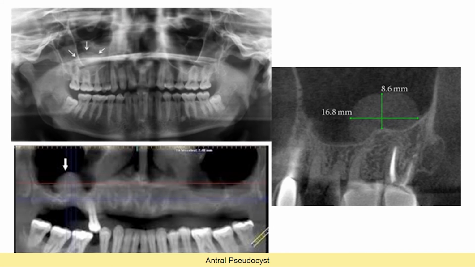From the radiograph, you can clearly see the dome-shaped radiopaque lesion, which is pointed out by the white arrow in the first and second pictures on the left side. And the pictures on the right side show the uniform dome-shaped radiopaque lesion arising from the floor of the maxillary sinus.